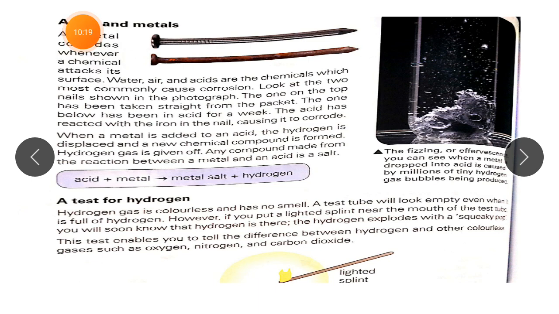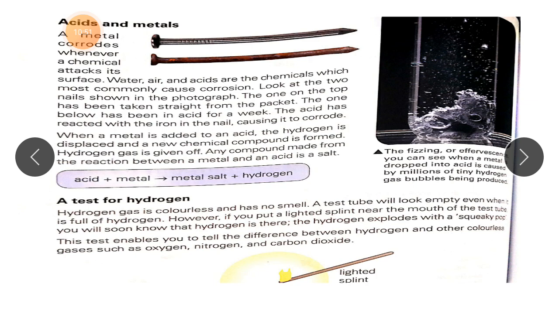Now let's discuss a test for hydrogen. Students, hydrogen gas is colorless and has no smell, and there are so many other gases which are colorless and have no smell. For example, oxygen, nitrogen and carbon dioxide are also colorless gases. So when we want to know which gas it is, what do we do? We can do a test.